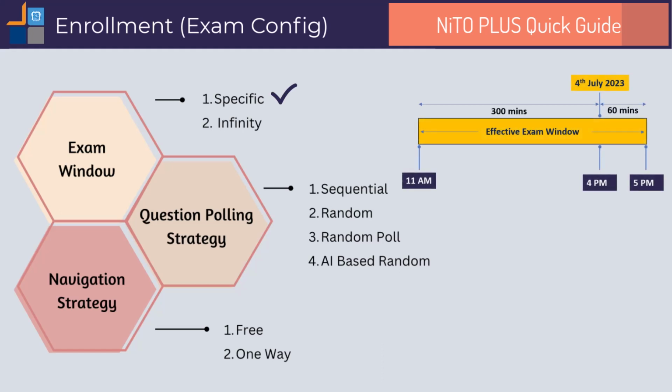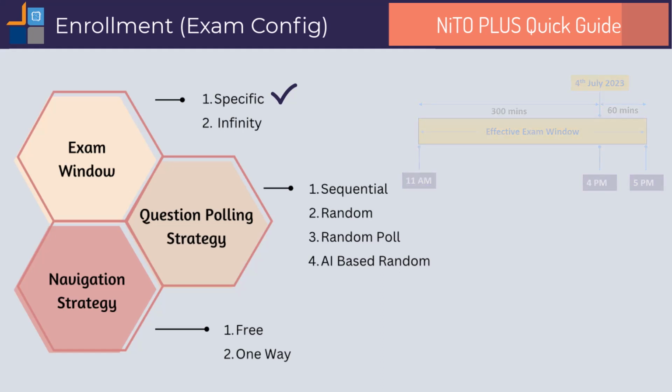Specific window. The exam has the flexibility to commence at any time within a designated window. If you select window value B300, an additional 300 minutes are allocated prior to the scheduled exam time. For instance, if the exam is scheduled for 4 p.m., a student can begin taking the exam as early as 11 a.m. on the same day.